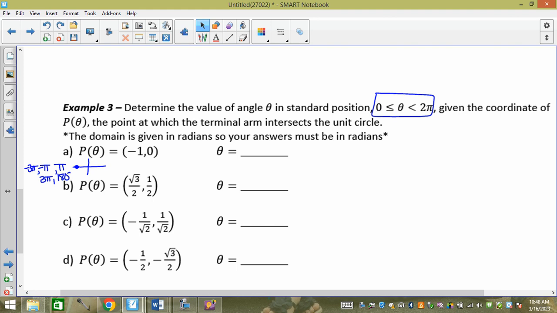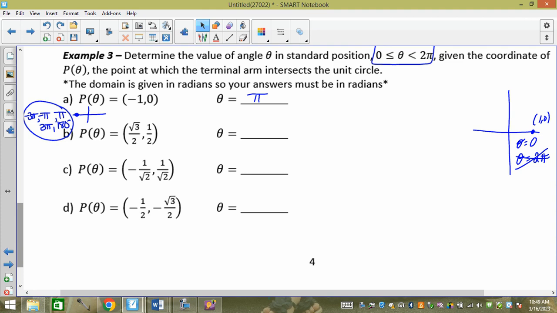So what is the only answer of all of these that fits between 0 and 2 pi? Pi. Very good. Also note to self, 2 pi does not have an equal sign. Do you see that? So 0 can be an answer, but 2 pi cannot. If it landed here, like if I gave you 1, 0, I could give you the answer beta equals 0. I can't give you the answer 2 pi, because it's not equal to. Just watch yourself, equal to signs and then not equal to signs. So I want you to give me all the angles between 0 and 2 pi for B, C, and D. Go.